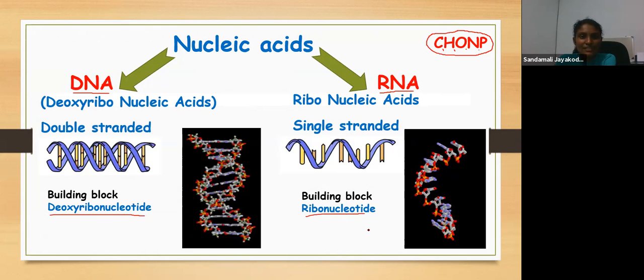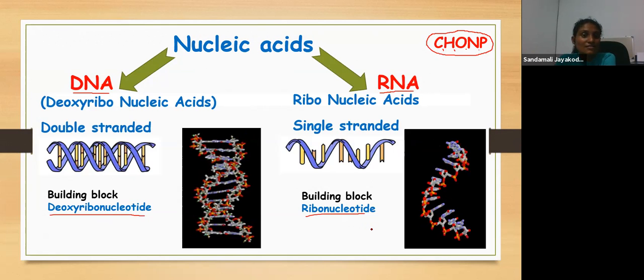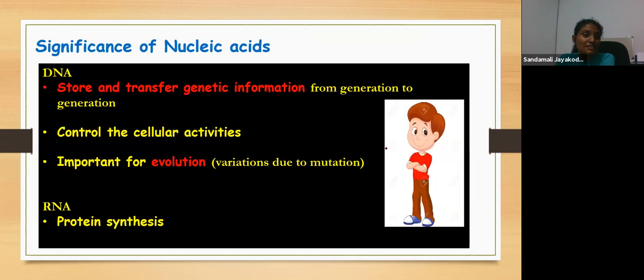And then when we think about their significance, DNA is really important because that is the organic molecule, the biological molecule, which stores and transfers genetic information from generation to generation.